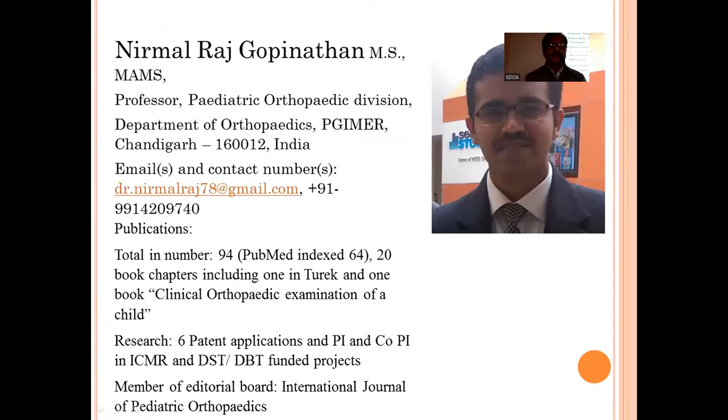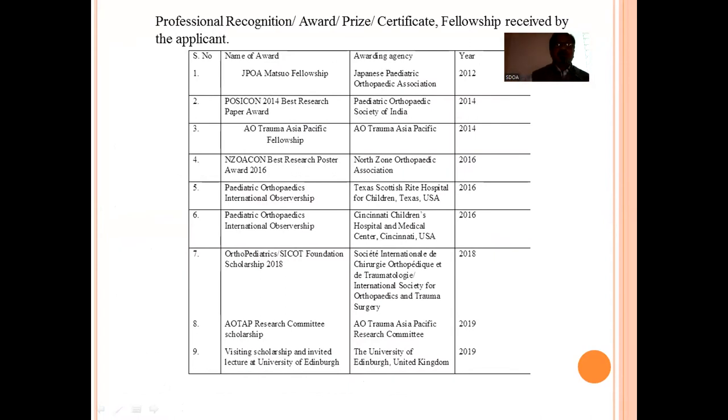We are also having Dr. Nirmal Raj Gopinathan as a speaker today, who has done MS and MNAMS. He is a professor of the Pediatric Orthopedic Division, Department of Orthopedics at PGIMER, Chandigarh. His publications are 94, and out of that, 64 are in PubMed indexed journals. He has written 20 book chapters, including one in Tachdjian and one book of clinical orthopedic examination of a child. In research, he has 6 patent applications to his name and is PI and co-PI in ICMR and DST DBT funded projects. He is a member of the editorial board of the International Journal of Pediatric Orthopedics. He has got many recognitions, awards and prizes and certificates to his name.